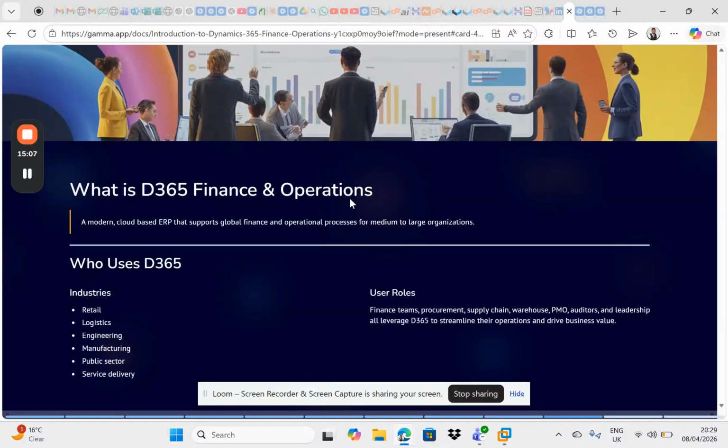But now it is cloud-based, so you can use it from anywhere in the world. That's the beauty of Dynamics 365, and it saves medium and very large organizations. So, who are the people that use this system?